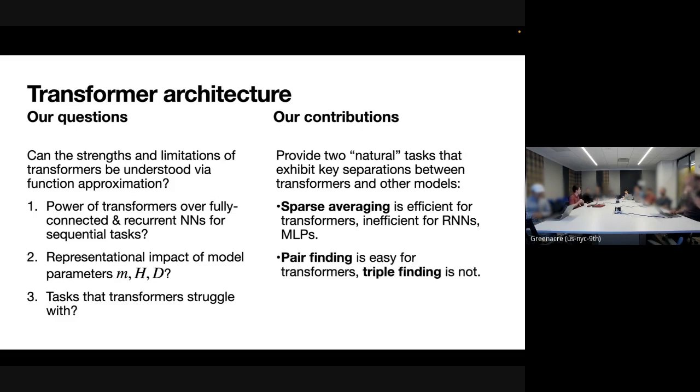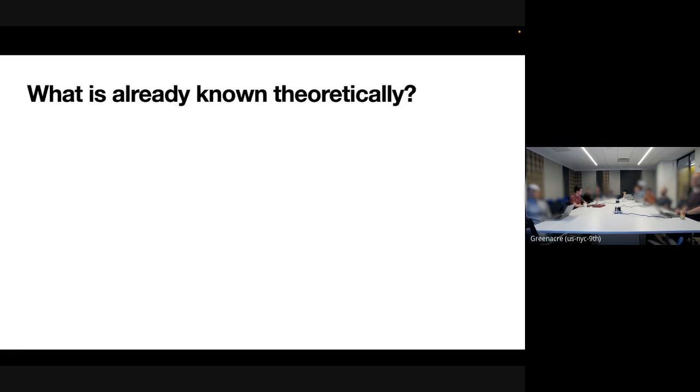And then the other thing we do is we introduce these two different tasks, which could be generalized to be an infinite sequence of tasks. Basically, this challenge of finding pairs in a sequence is deemed to be easy, and this challenge of finding triples in a sequence is hard. And I can talk a little bit more about what that means later. But this is the key high level.